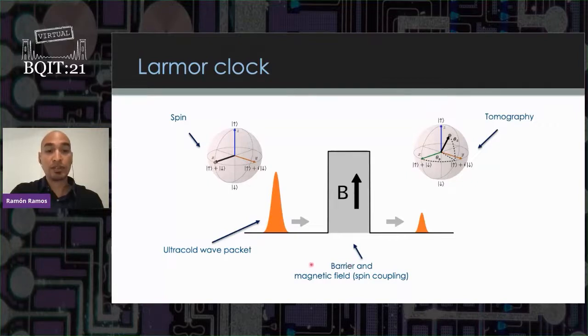We're going to need a thin barrier that allows us to see tunneling. And we're going to need something that acts as a magnetic field inside the barrier region that allows us to couple the different spin states. On the far side of the barrier, what we want to do is to be able to do a spin tomography on the atoms that have tunneled through the barrier.